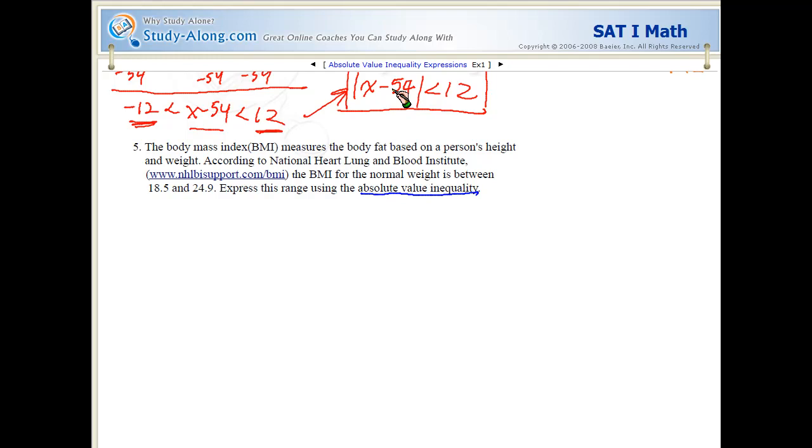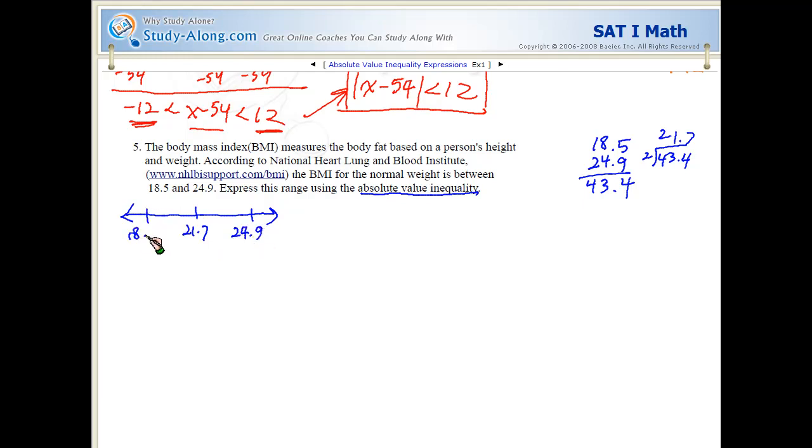The two bounding points. So, how are you going to find the center? You're going to take the first bounding point, some more pen and paper math over here, the second bounding point, and you add them. 43.4. And you want to find half of that. So it's 21.7. Alright, so we found the center. So now here's our number line. Here's our center of 21.7. Here's our highest, 24.9. And our lowest of 18.5.